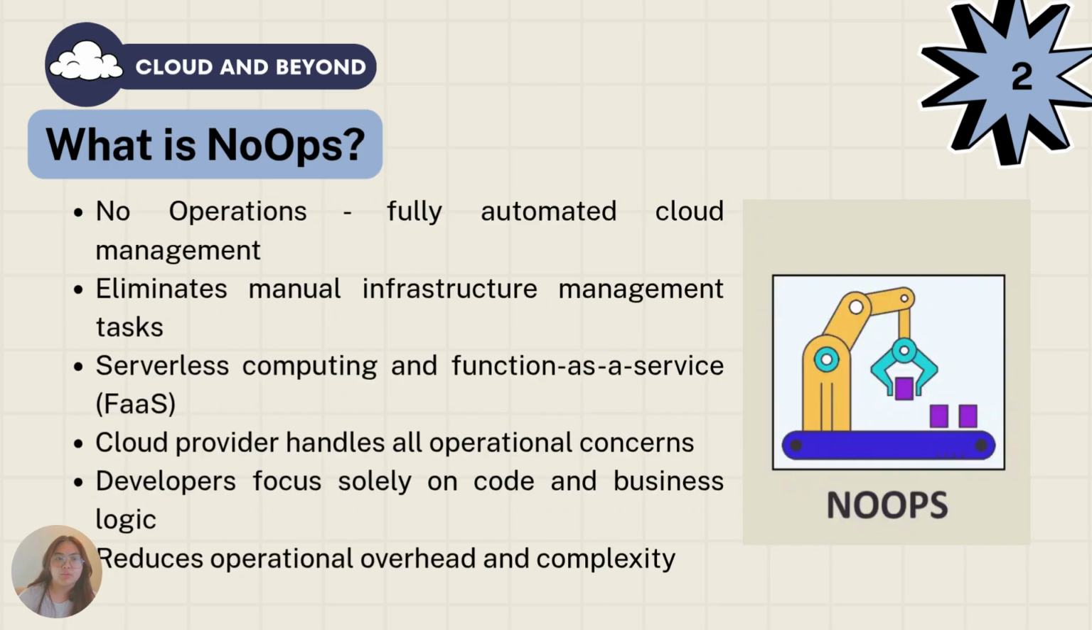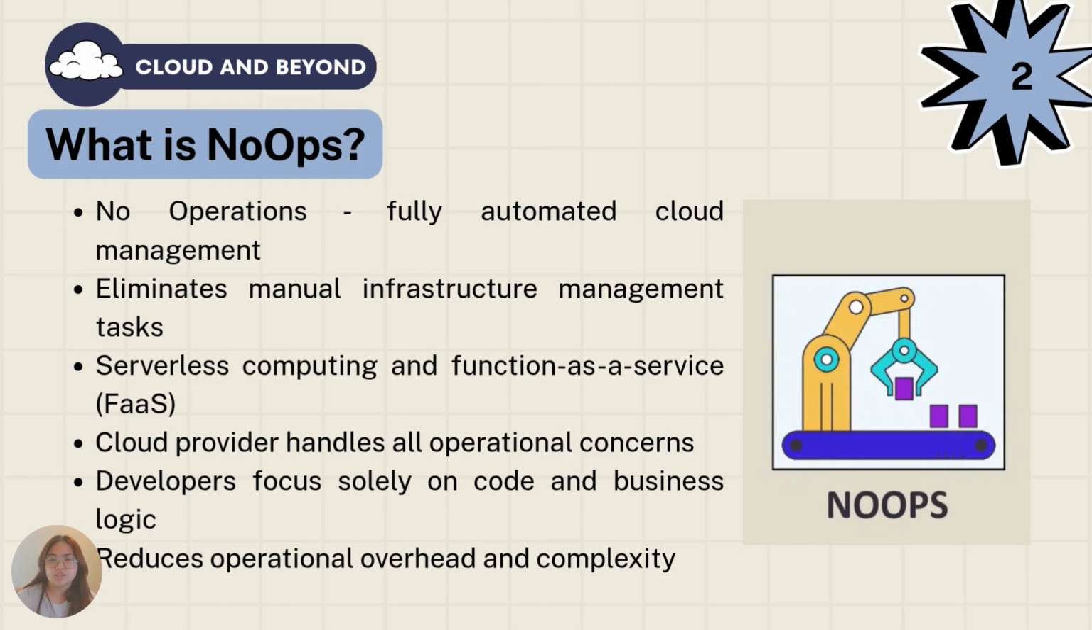Next one, let's talk about NoOps. So it stands for no operations. This is actually an evolution of cloud computing. The cloud provider manages virtually everything. So instead of organizations running and maintaining servers, whether virtual or physical, NoOps takes that full automation to the next level. So you've got serverless computing and function as a service. Examples of this are AWS Lambda or Azure Functions.